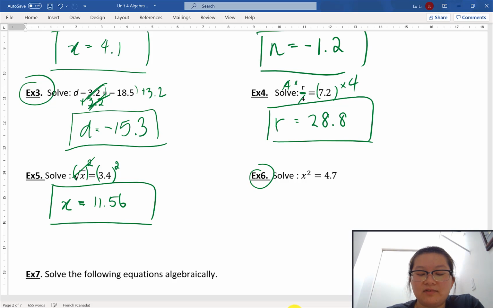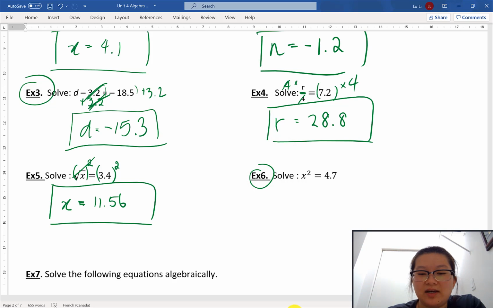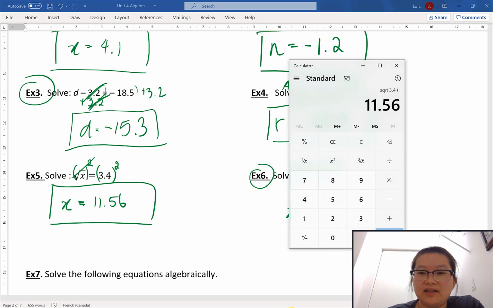Here's your chance to try example 6. Good time to pause the video. Okay, and here we go. x squared is equal to 4.7. So here we need the opposite operation, which is to take the square root. I'm going to need to take the square root of the entire side of the equation, just like that. Again, it doesn't matter if my square is on the inside or the outside. As long as these two are side by side, they are opposite operations, they will cancel. I am now left with x is equal to the square root of 4.7, and I just need to put that into my calculator.